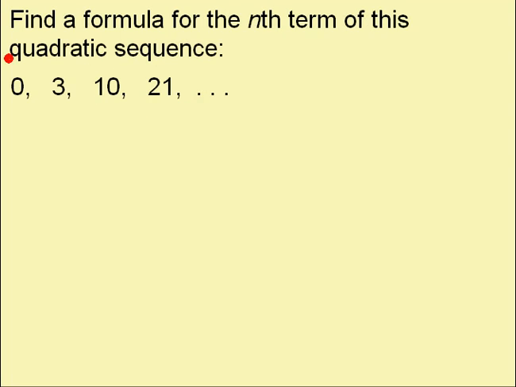Now this question tells me that I've got a quadratic sequence. That tells me that when I find the first differences, they're not going to be the same. Here I've got 3, then 7, and then 11. But when I find the second differences, they will be the same. I've got 4 and 4. Whenever I have this situation, I have a quadratic sequence, and the nth term will always look something like this: an squared plus bn plus c.